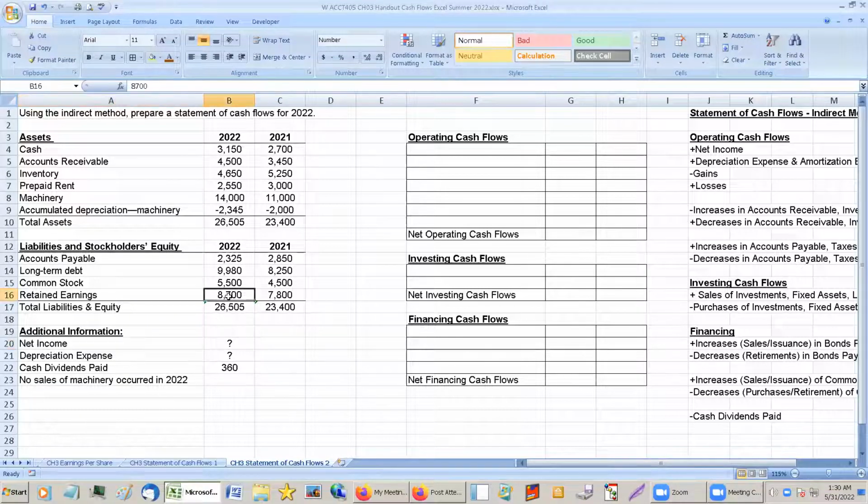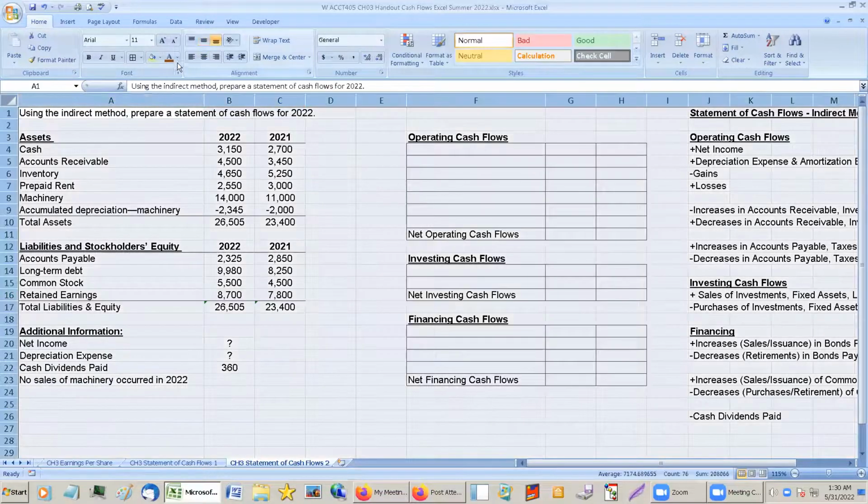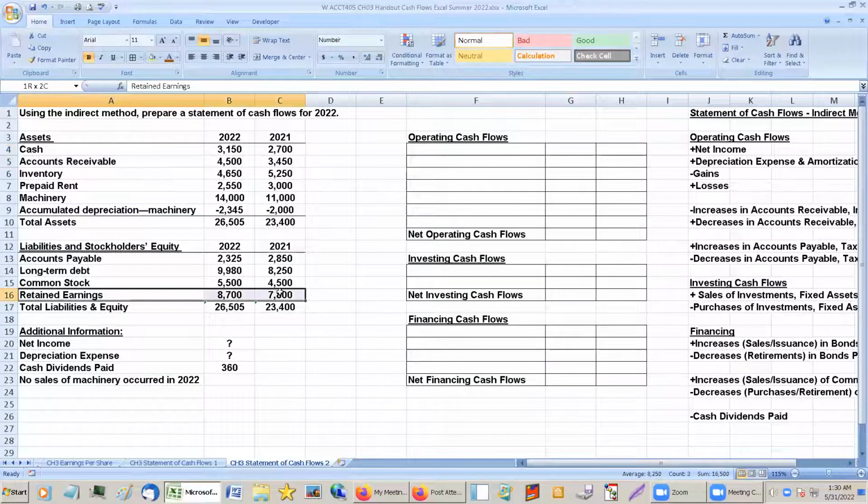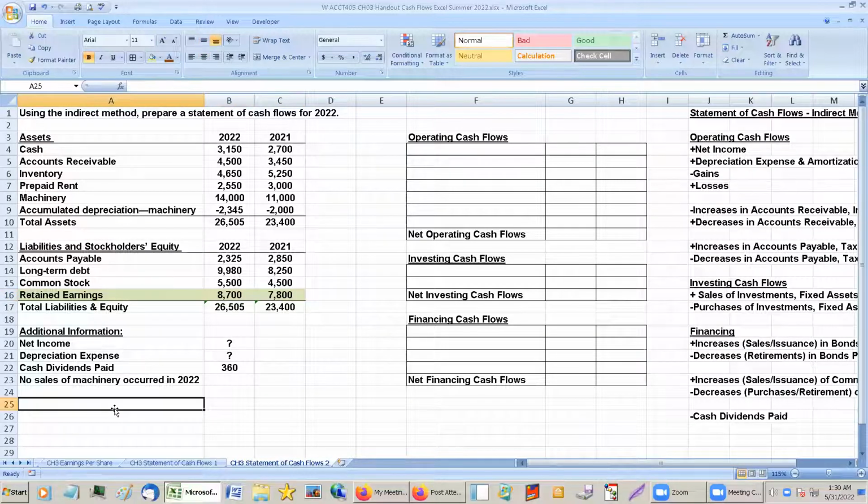Well, net income, we don't know. So we're going to try to figure out what net income is. Now we're going to do it with this account right here. Retained earnings. Now notice that the ending 2021 retained earnings will be the beginning retained earnings of 2022. So this will be the beginning and this will be the ending.